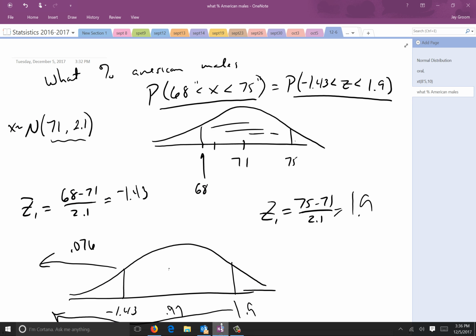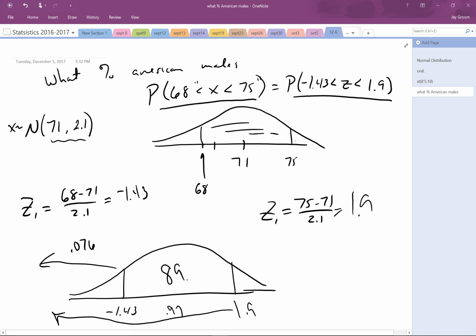89.5%. And the answer is that. 89.5%. So when I asked you what percent of the American men are between here and here, you say it's about 89.5%. Ta-da!